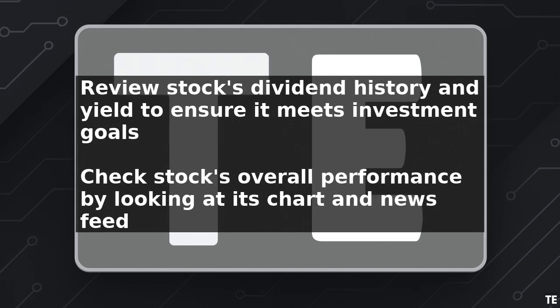To buy the stock, click on the Trade button and select Buy. Enter the number of shares you want to purchase and confirm your order. You can choose to buy the stock using a market order, which will execute immediately at the current market price, or a limit order, which will execute at a specific price you set.